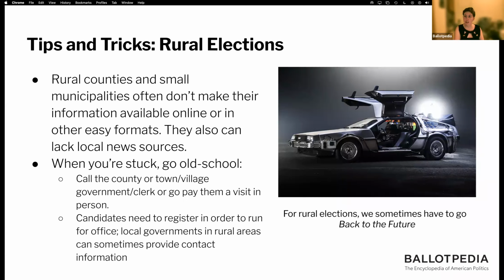Another thing to note is that candidates need to register in order to run for office. They need to file paperwork, and the paperwork often includes some kind of contact information. So if you cannot find any contact information on a candidate, you can call local government and ask, did they share a campaign email or a campaign phone number or something? A lot of times at the local level in smaller municipalities, the candidates will have an address set up or be open to communication, but they just don't communicate that very well. So it's often up to you to bridge that gap.